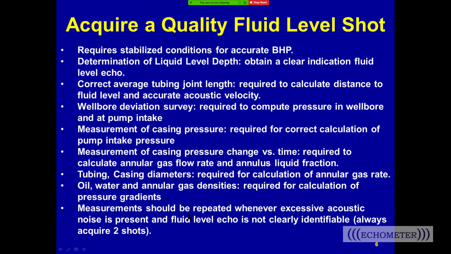Then the last bullet says we should always take 2 shots. Even if the first shot is a good shot, it's always good to take a second shot and make sure that the echoes repeat. Normally, when you take a fluid level shot, the most time consumed was the time to drive to the well. So once you're at the well, the time to take another shot 2 or 3 minutes later is not very significant in the total time. So it's always good to take 2 shots. That'll answer your questions and you won't have to go back to a well and take another shot sometime.